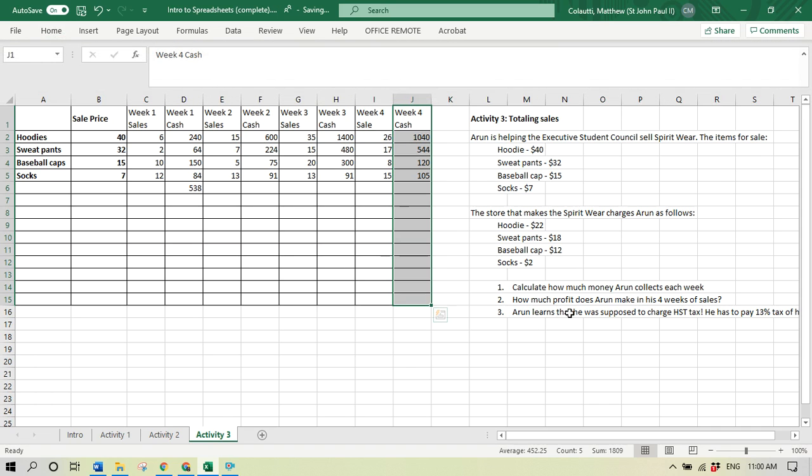Now, if I want to find how much money he collects each week, I have to use the sum formula. Again, probably easier just to copy the sum. There we go. I have the amount of money he collects each week.